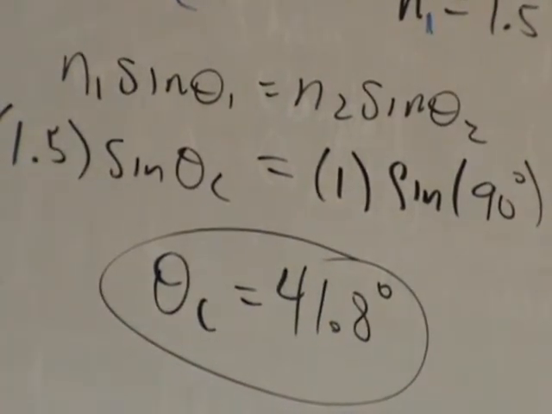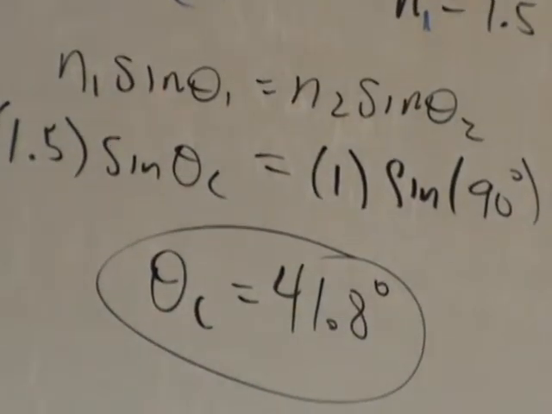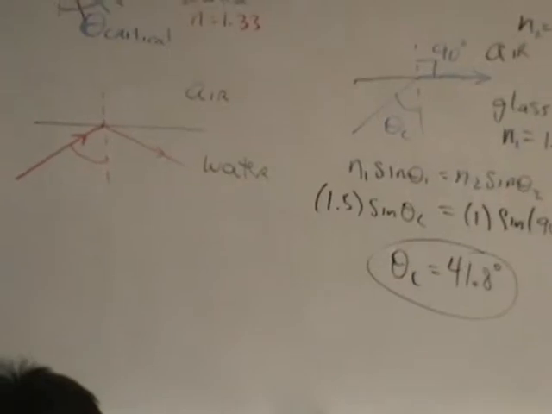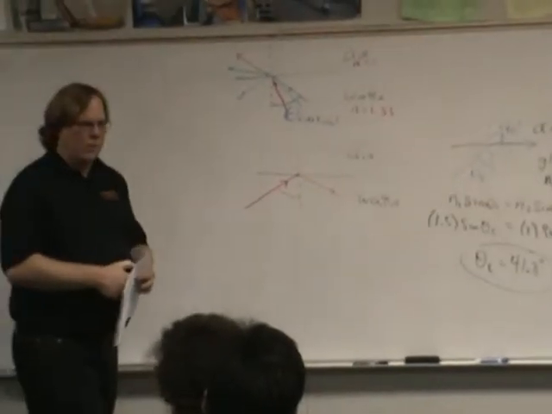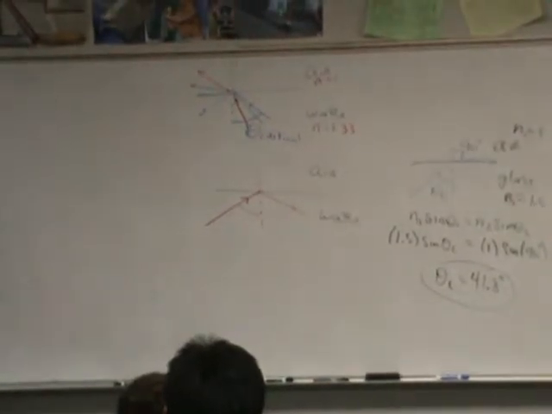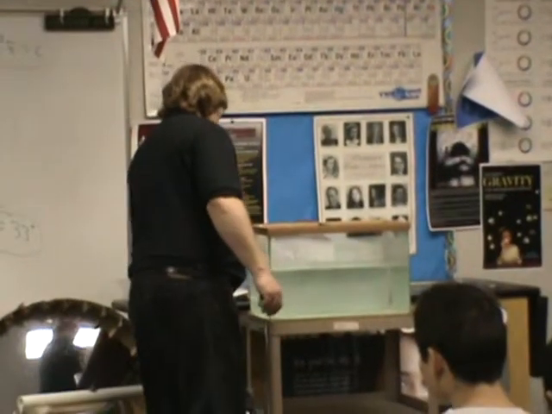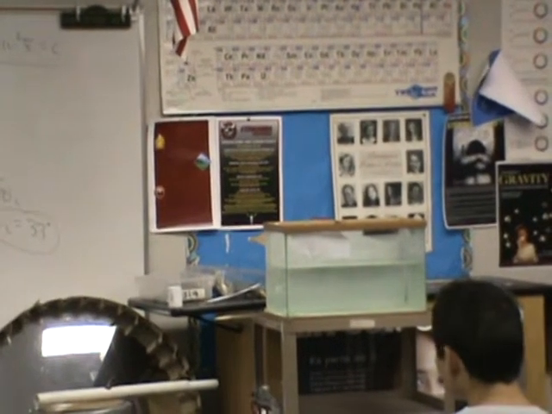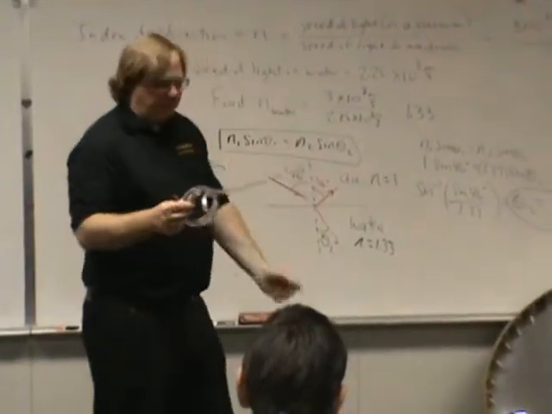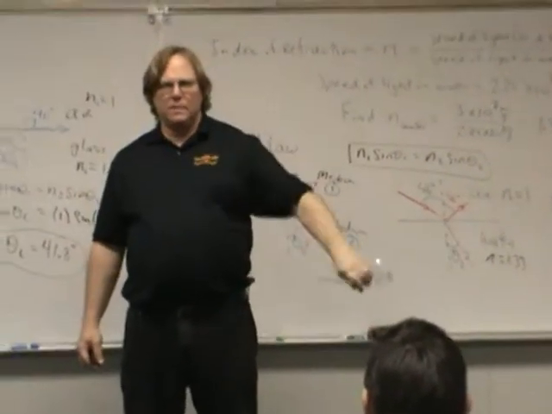If your angle of incidence is at or greater than the critical angle, guess what? Total internal reflection. I'd like to show you a couple of examples of total internal reflection. You guys see this acrylic tube?